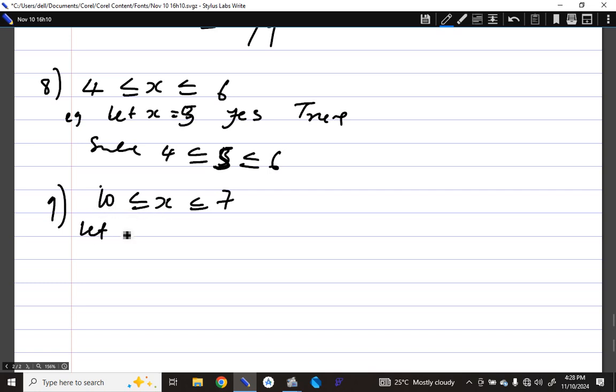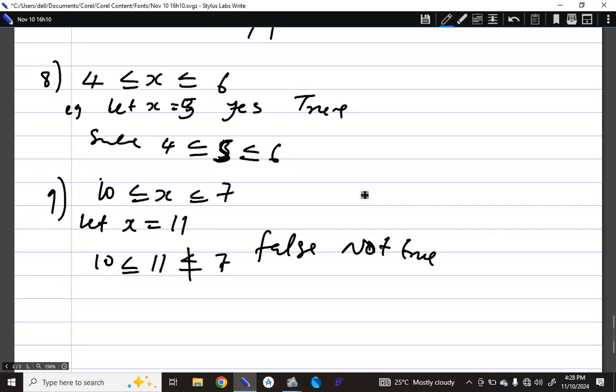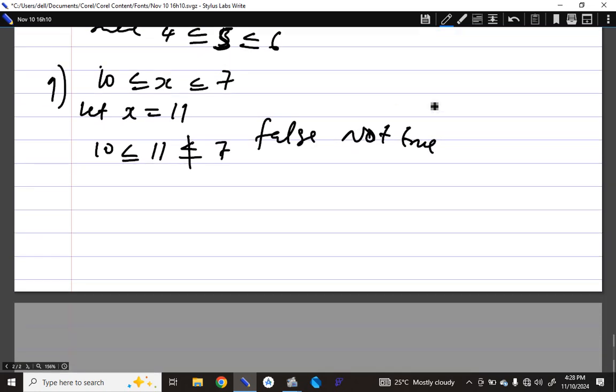Okay, so if we say that 10 is less than x, it means that x is greater than 10. So if x is greater than 10, we can let x be equal to, maybe, 11. So 10 is less than or equal to 11, correct? But 11 can never be less than or equal to 7. So this one is false, or you say not true. Not true.